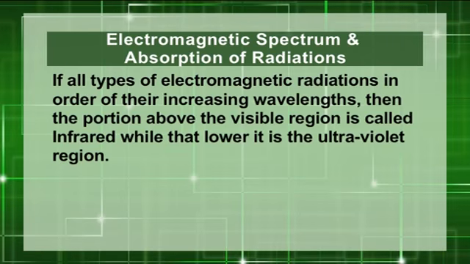Coming to electromagnetic spectrum and absorptions of radiations. The types of electromagnetic radiation in order of their increasing wavelength or decreasing frequencies are known as the complete electromagnetic spectrum. The visible spectrum represents only a small part of the electromagnetic spectrum. If all the types of electromagnetic radiations are arranged in order of their increasing wavelengths, then the portion above the visible region is called infrared, while below it is the ultraviolet region.